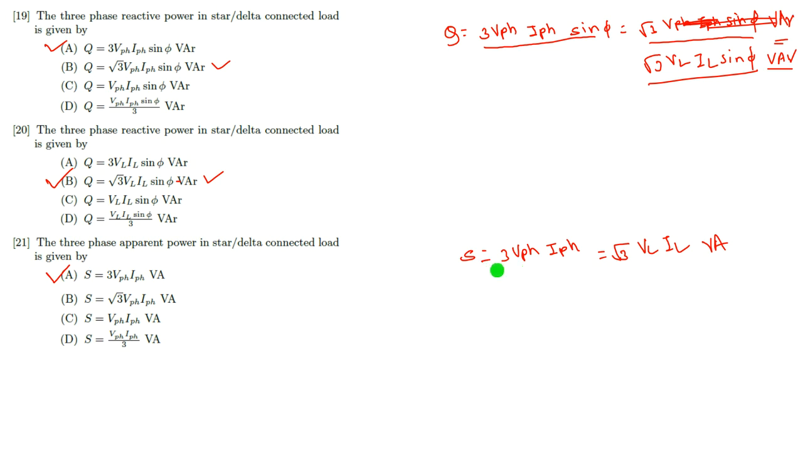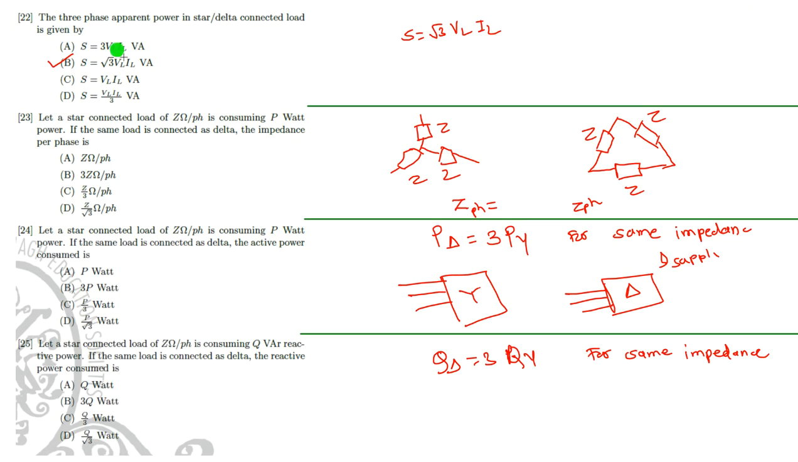For apparent power, it is 3 VPH IPH or root 3 VL IL VA. In the line form, it is root 3 VL IL. This is in the three-phase system. In a single-phase system, it is VL IL, but in three-phase, you have to multiply it by root 3. And the unit is volt ampere.